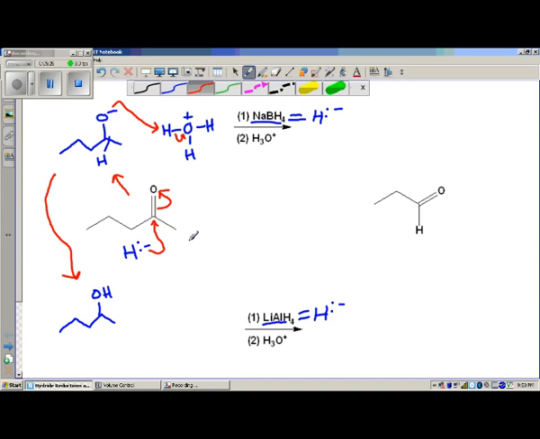But notice here what sort of alcohol I've obtained. I started with a ketone, and I ended with a secondary alcohol. This is particularly important. Okay.